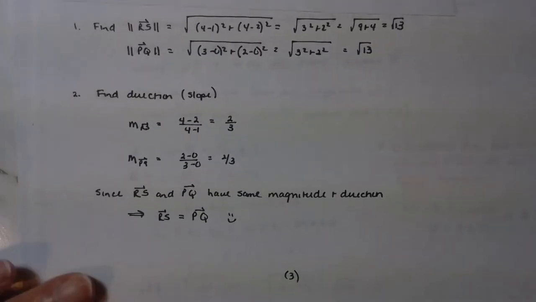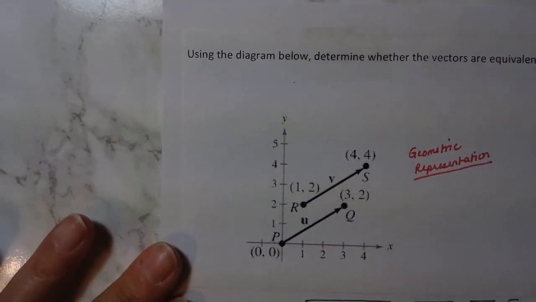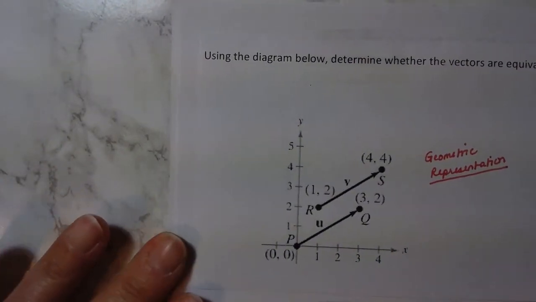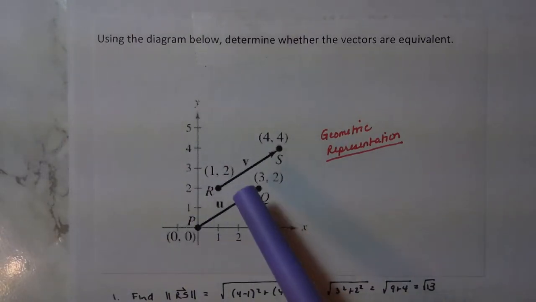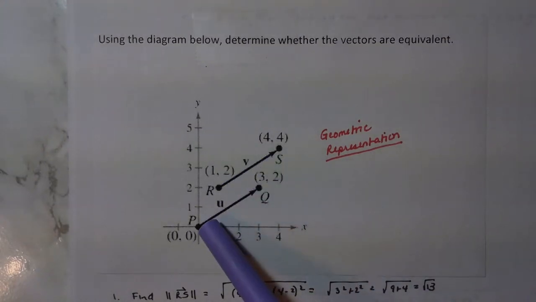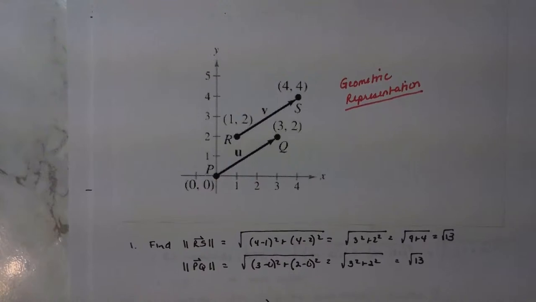All right. A geometric representation. It says use the diagram below, so you might get a picture on your homework. Use the diagram below to determine whether the vectors are equivalent. Now, you might say, well, they're parallel, so they are, but you're going to have to show it, all right? So, again, we're going to find the magnitude of vector RS and the magnitude of vector PQ. And I went ahead and did that down here.